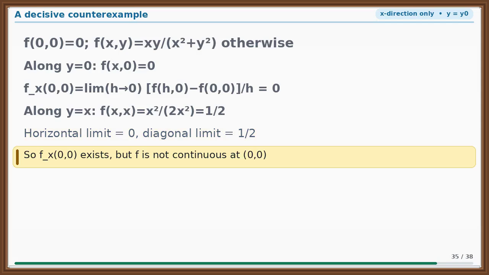This example proves the distinction. The x partial derivative exists, and its chosen cross-section is continuous at the origin. Nevertheless, the full function is not continuous there because another direction behaves differently.